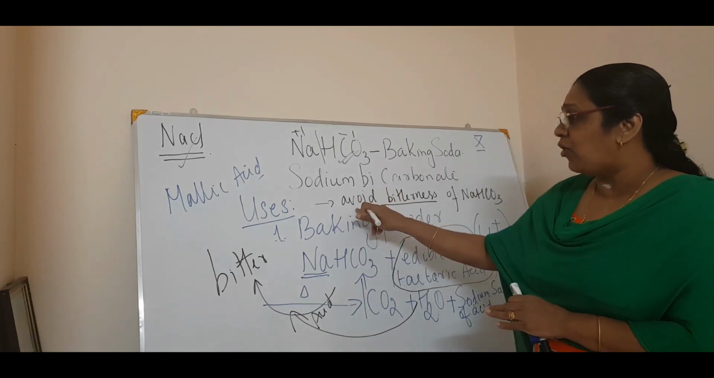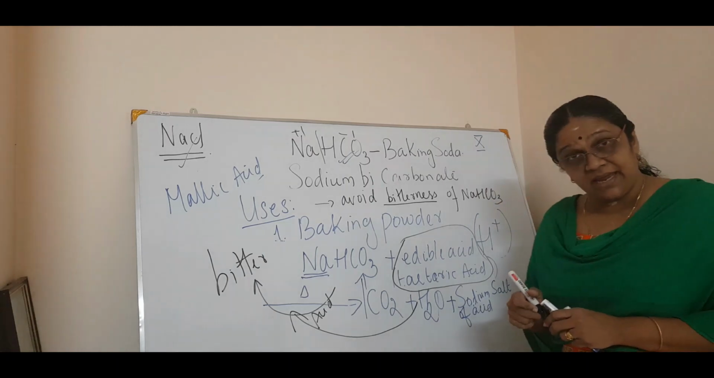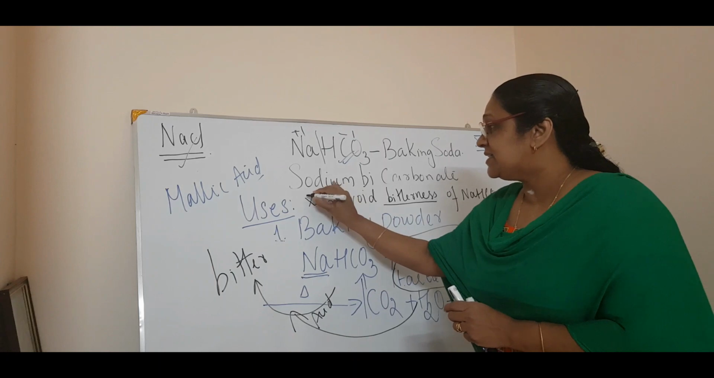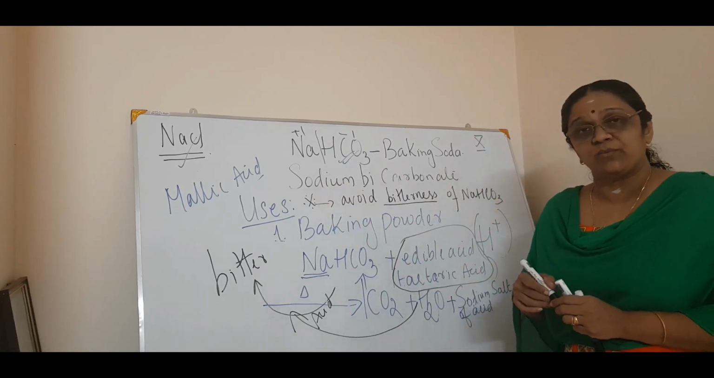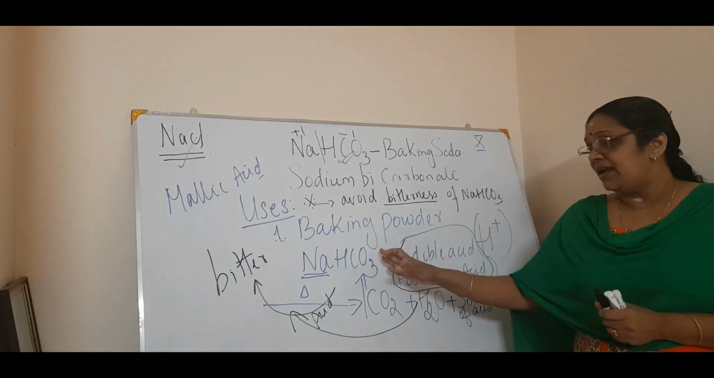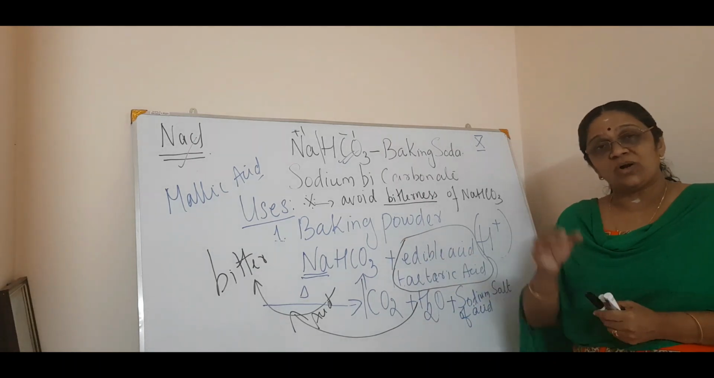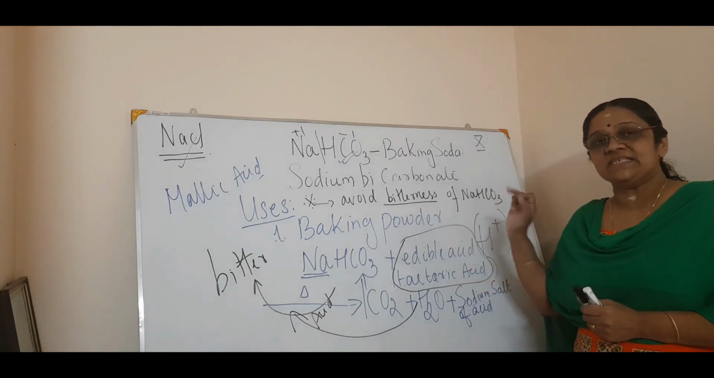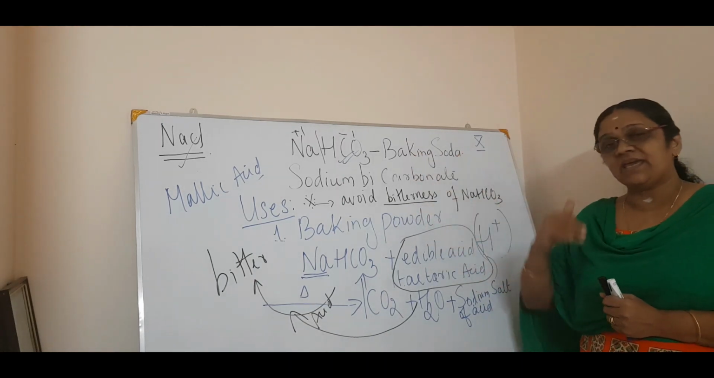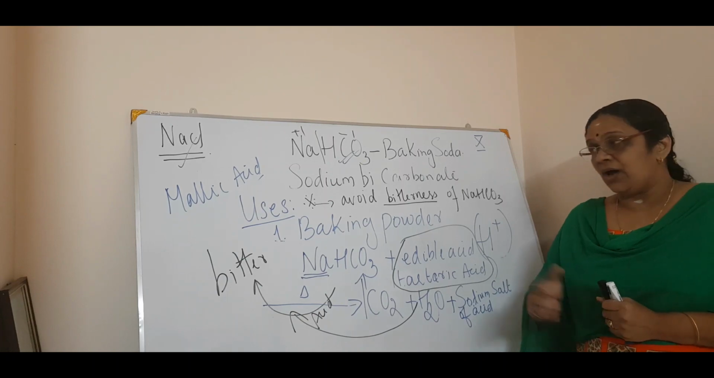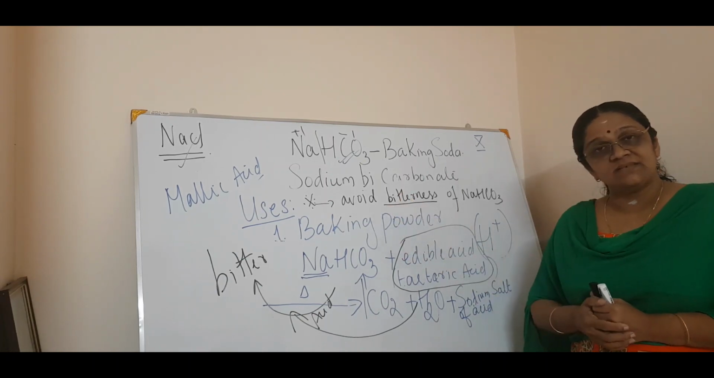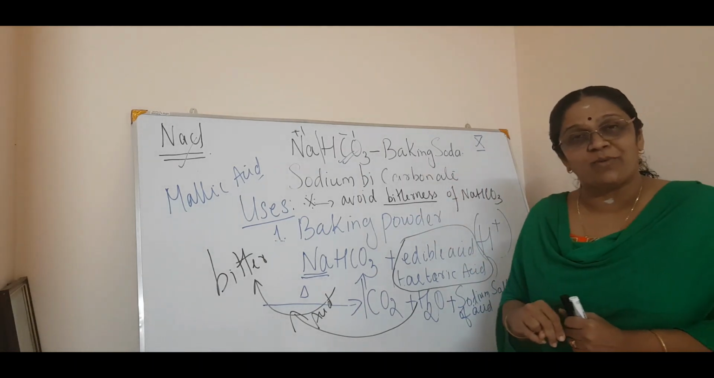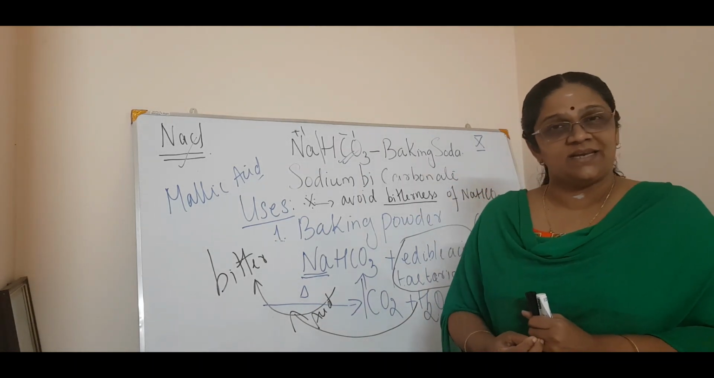In order to avoid the bitterness of sodium bicarbonate, you are using tartaric acid. So make a point on it. Very, very important. Once they have asked why tartaric acid in making baking powder, what is the value point? In order to avoid the bitterness of this base, sodium bicarbonate or baking soda. Now you have an idea of how baking powder is used. And you know now that baking powder and baking soda are two different compounds and not one compound, isn't it?